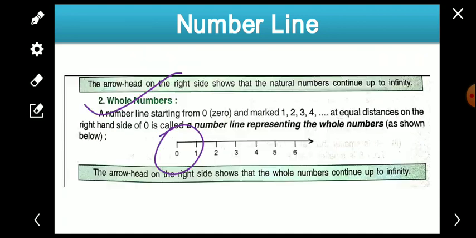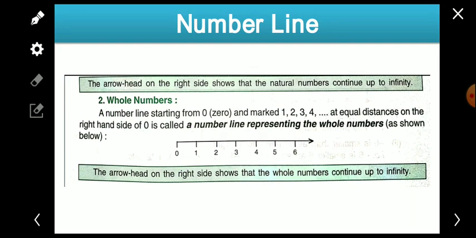And in this also we'll keep in mind that the gap should be uniform. Whatever the gap is between 0 and 1, the same gap should be there between 1 and 2, 2 and 3, 3 and 4, 4 and 5. The gap or distance between consecutive numbers should be uniform.